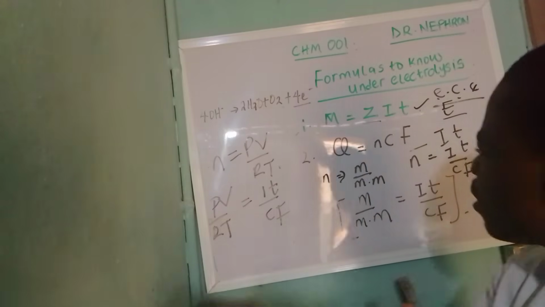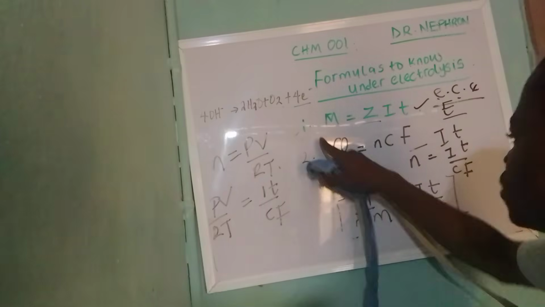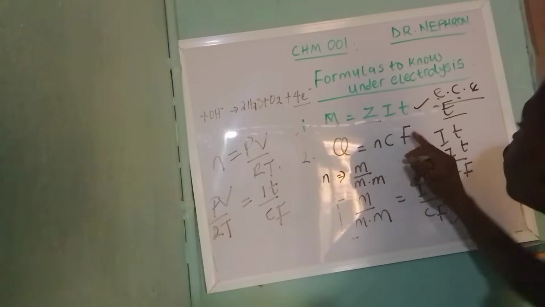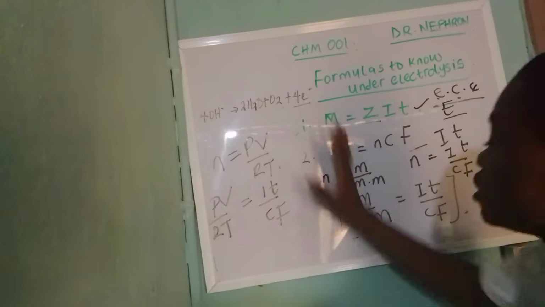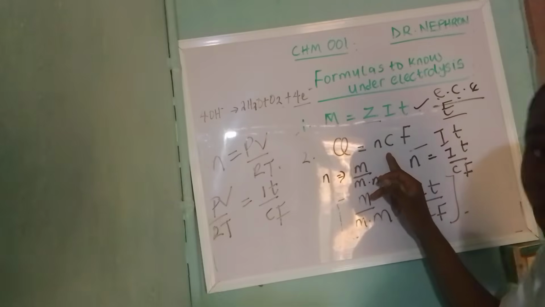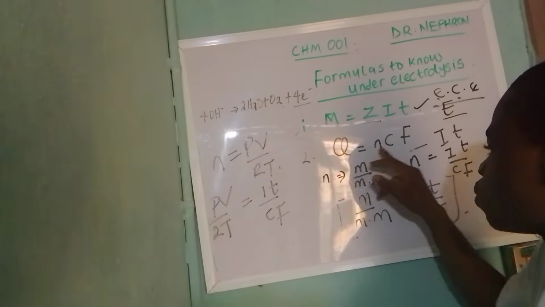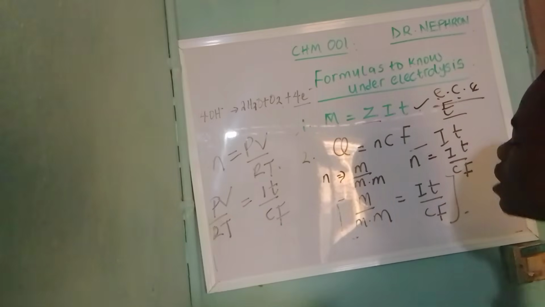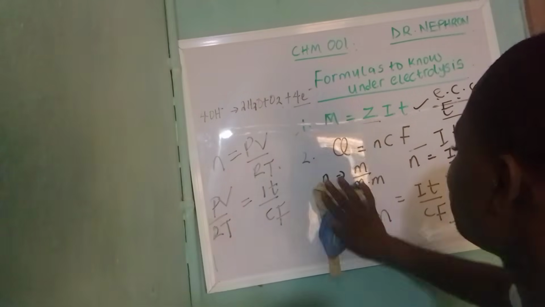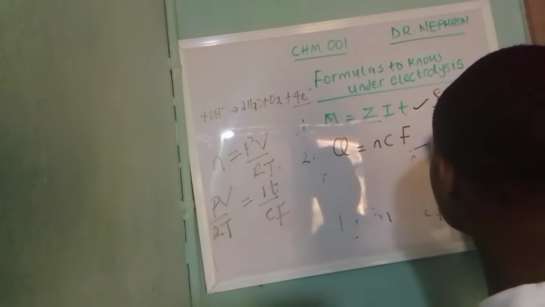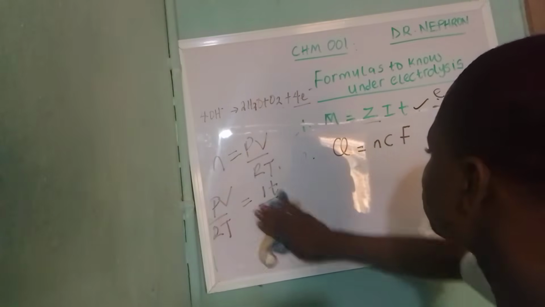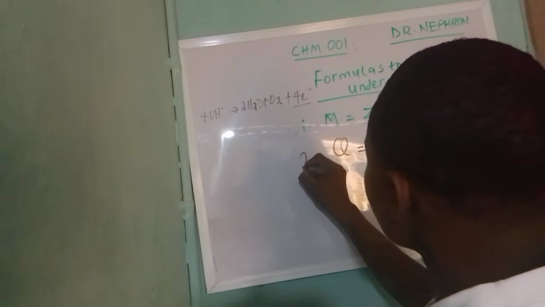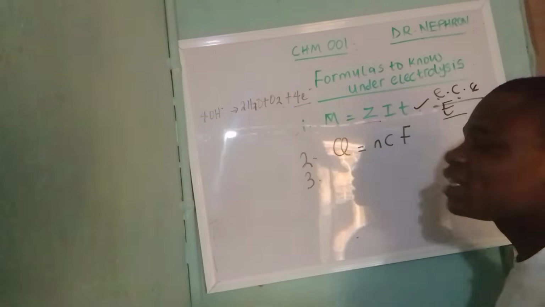So now, after knowing the first one, M equal to ZIT, the second one is Q equal to nCF. We actually derive all these formulas from the second one, Q equal to nCF. I hope you are getting that. Now the third one is number 3, and it is very, very important.